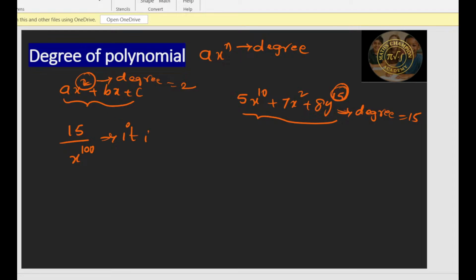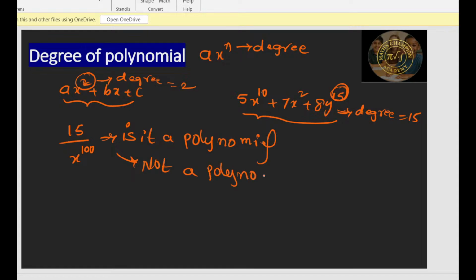Is it a polynomial? I already explained. Is it a polynomial? No, we cannot say it is not a polynomial... It is not a polynomial.